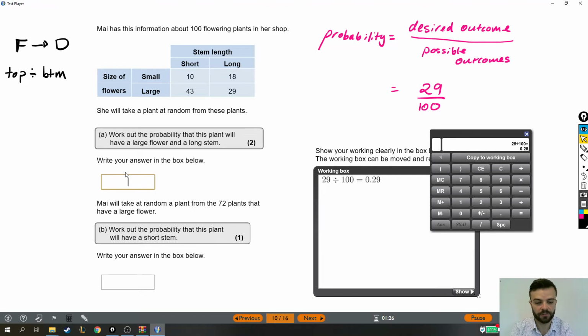It would have been fine to give it as a fraction, except for this particular question, it just doesn't let you. 29 out of 100 is the probability, so is 0.29. It's just in this particular case, we do have to give it as that decimal.